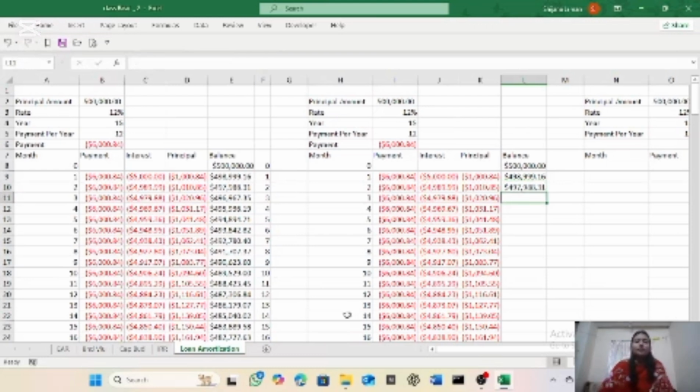So like this, guys, we can calculate effective annual rate, bond valuation, capital budgeting, IRR, XIRR, MIRR, loan amortization. So thank you guys.